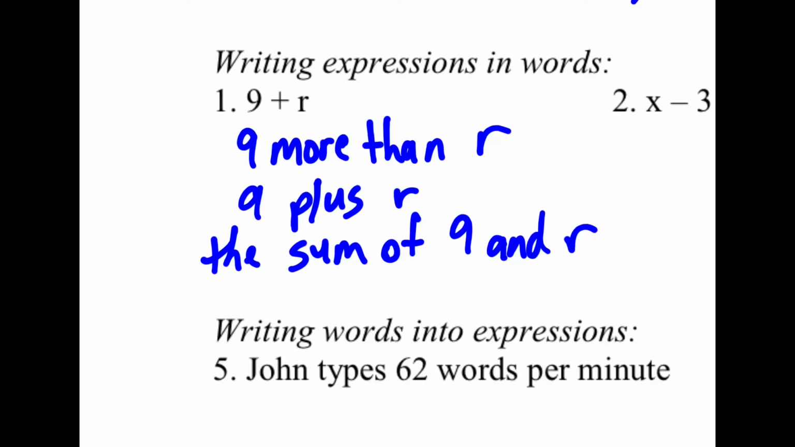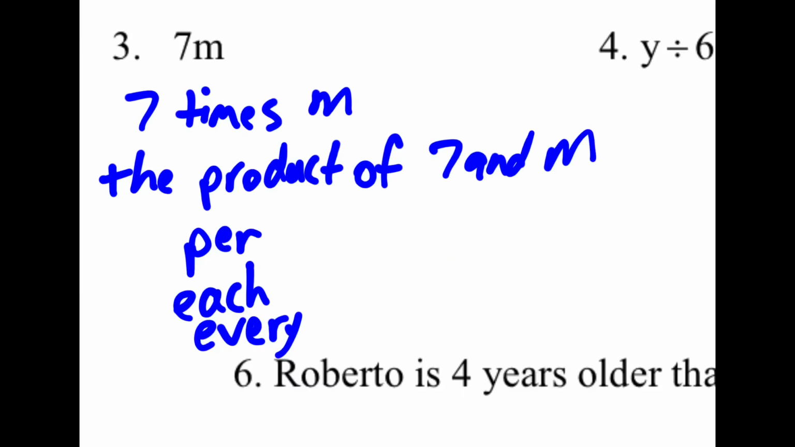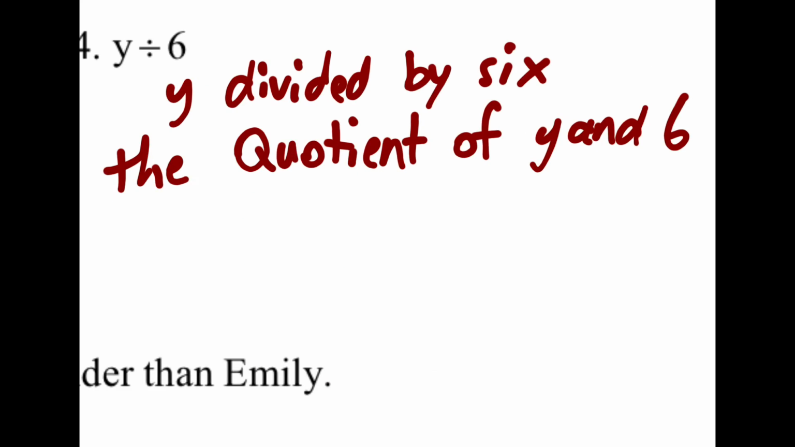To write these expressions in words, you can do it a couple different ways. You could say 9 more than r, 9 plus r, the sum of 9 and r. 3 less than x, x minus 3, the sum of x and negative 3. We can write 7 times m, the product of 7 and m, and some other words in story problems that give us a clue that we're probably multiplying are words like per, the cost per ruler, the price each day, the cost for every plant. Just a few examples. For division, we could write this as, or say this as, y divided by 6, or the quotient of y and 6.